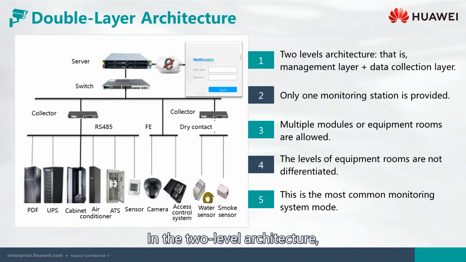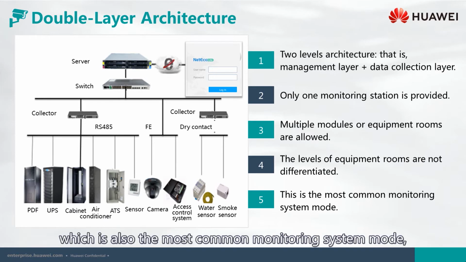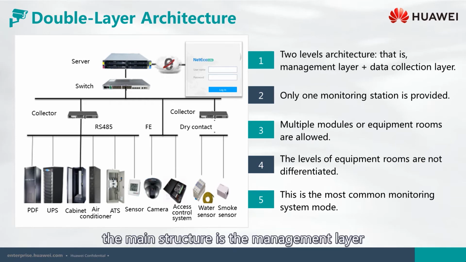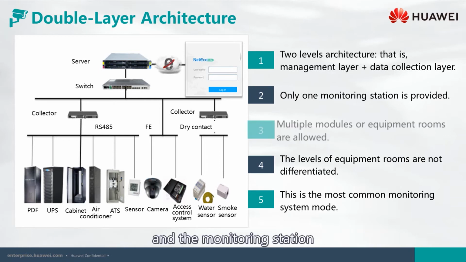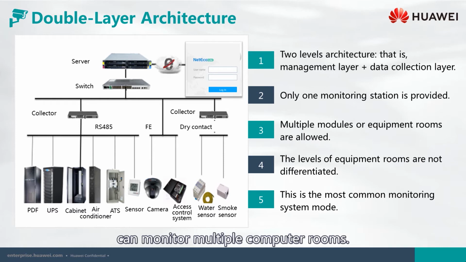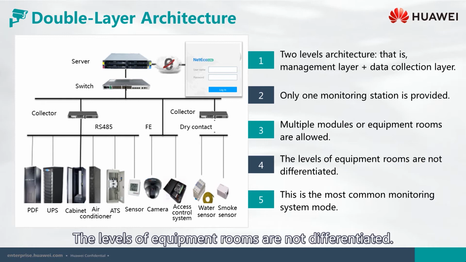In the two-level architecture, which is also the most common monitoring system mode, the main structure is the management layer and the data collection layer. This structure usually has only one monitoring station to monitor the equipment, and the monitoring station can monitor multiple computer rooms. The levels of equipment rooms are not differentiated.